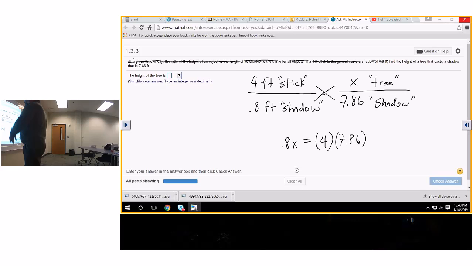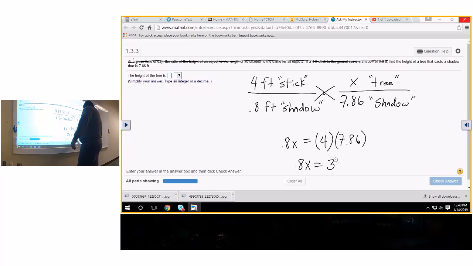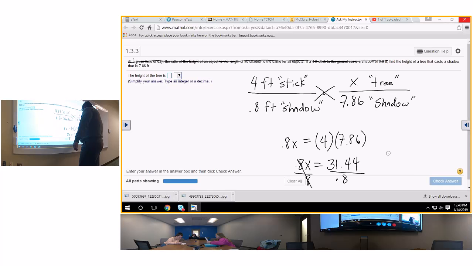So 0.8x is equal to, what'd you say? 31.44. And then I'm going to divide by 0.8, which is going to make this a big number because I'm multiplying by a decimal. So that's going to be x is equal to what? 39.3. Be more than that, wouldn't it? No, that'd be right. 39 point what? 3. Is that what y'all got? Yes. Y'all feel good about yourselves.